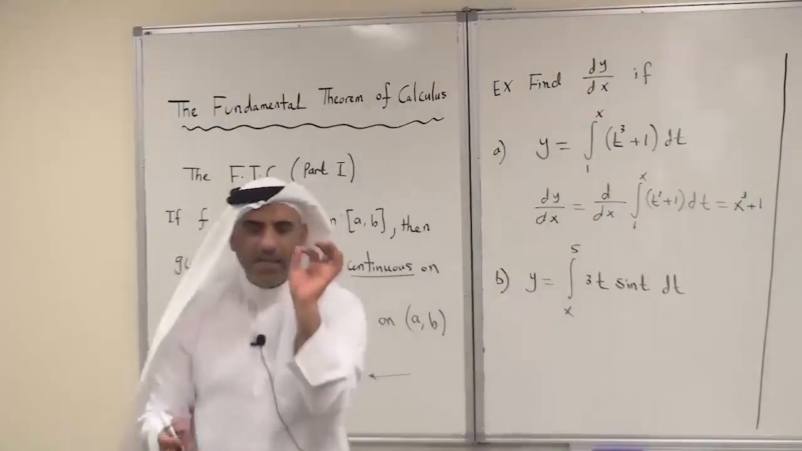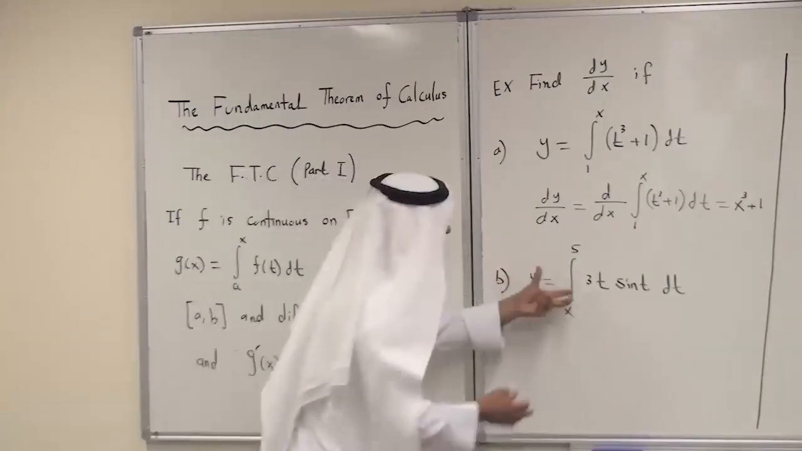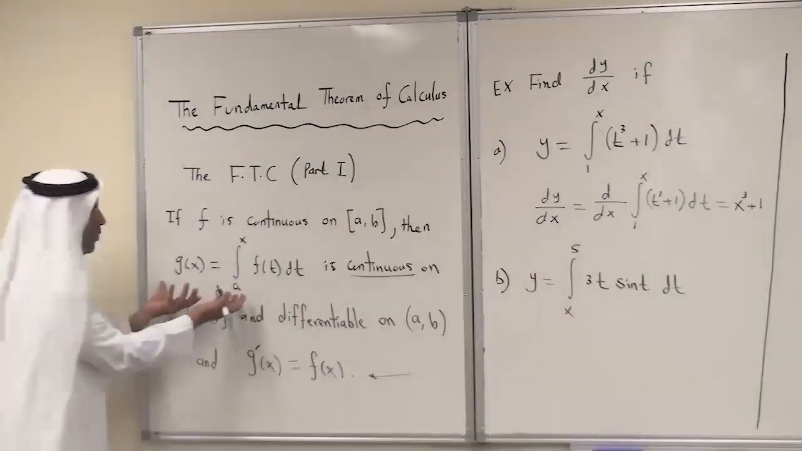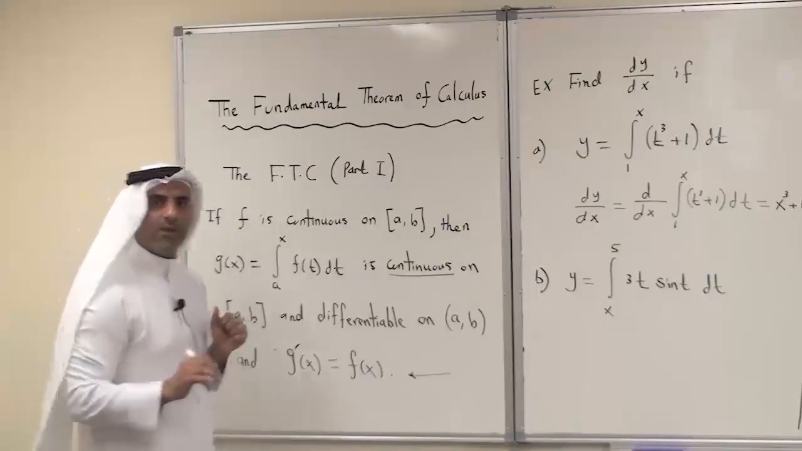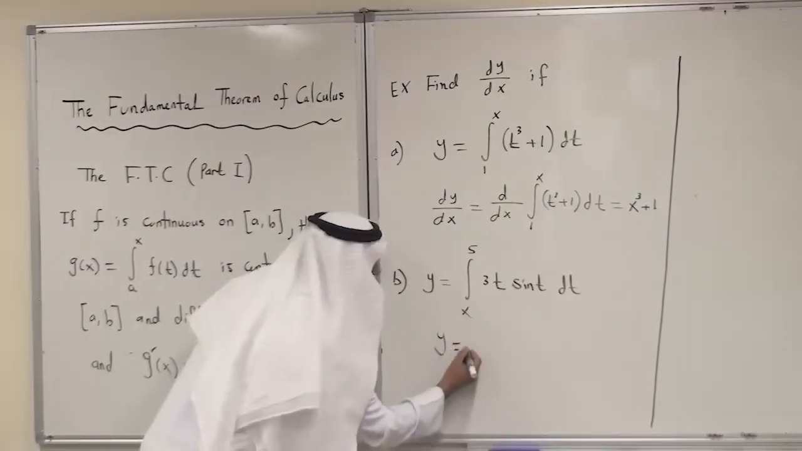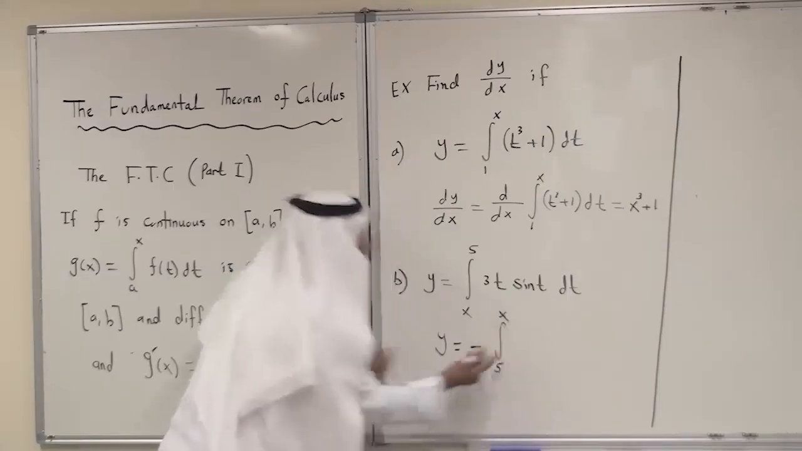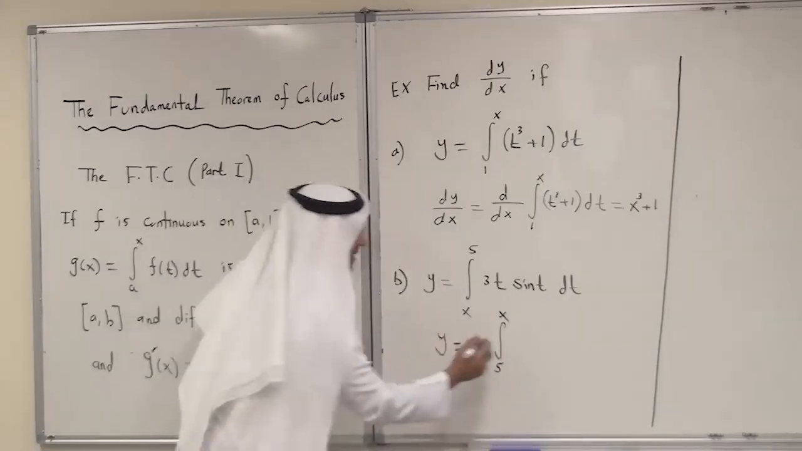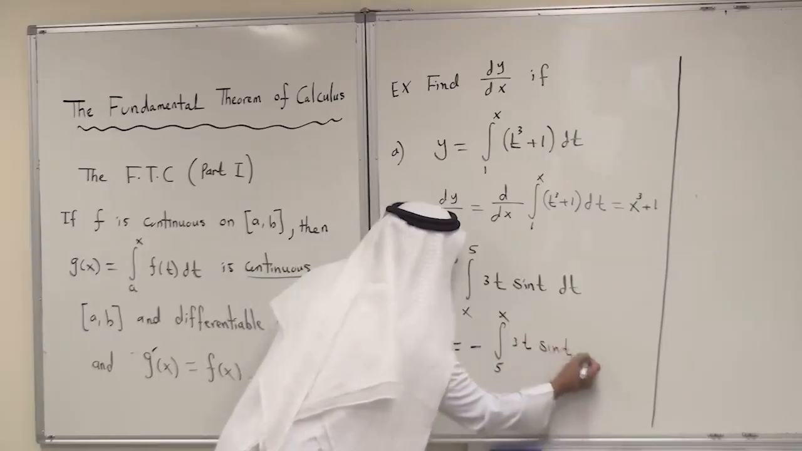We need to use the properties of integrals we discussed before in order to rewrite it first in terms of the shape of the function we are discussing. Then we apply what we call the fundamental theorem of calculus. So what should we do first? I will rewrite y as a minus sign times the integral from 5 to x. I'm switching the boundary points, so I need a minus sign here. This is 3t sine of t dt.